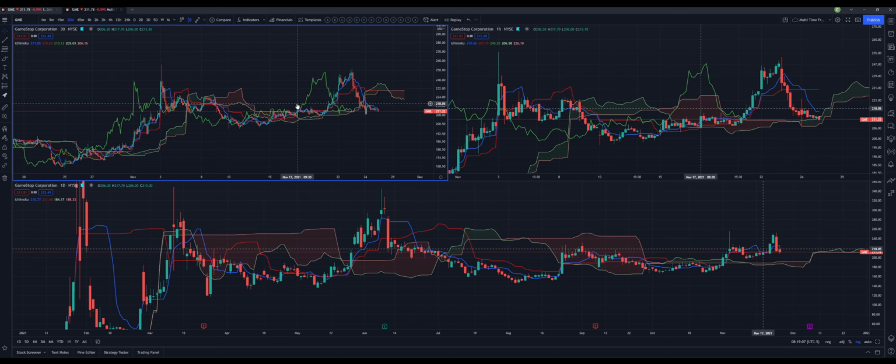You also saw that the lagging span, which is just price action set back 26 periods, had also broken out above price action, which implies that there's little resistance above you. That helps to validate the overall trend, which is really important. And a lot of people turn it off, and they really shouldn't.